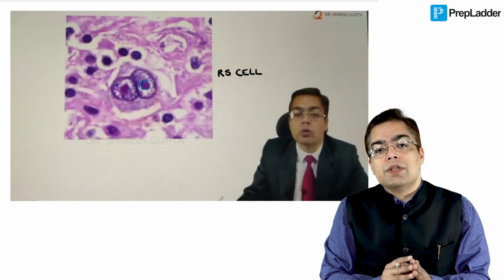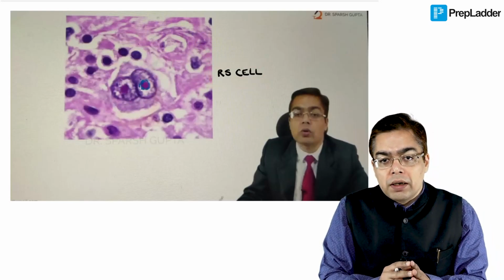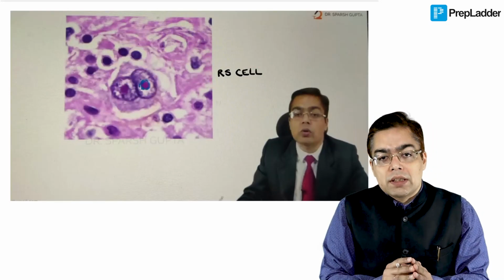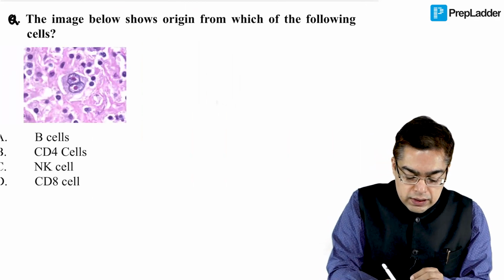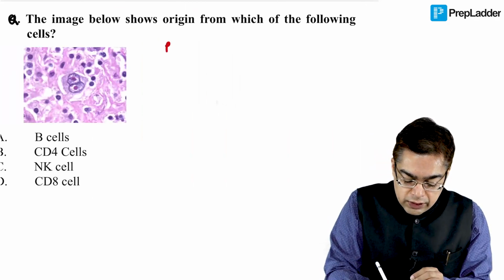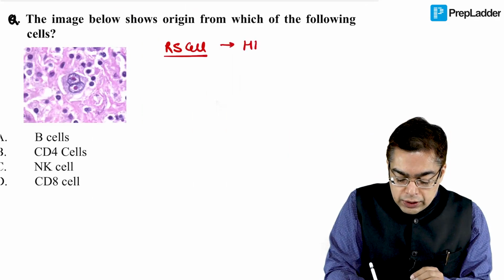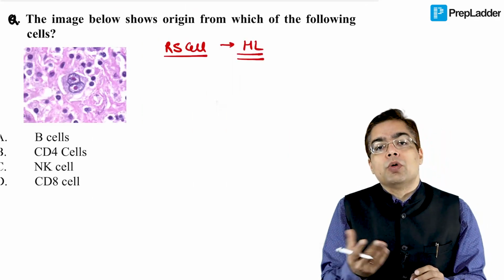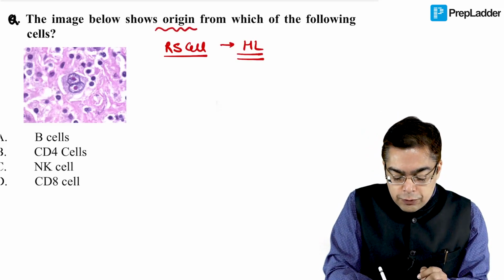Initially in the exams, they used to just ask about the tumor where we have the presence of the Reed-Sternberg cell. Then they asked about the appearance of the Reed-Sternberg cell. Then in this particular question, you need to first identify the cell given in the question, which is a Reed-Sternberg cell. They have not asked you about the tumor in which it is found, but in an indirect way they have asked what is the cell responsible for the origin of the Reed-Sternberg cell.